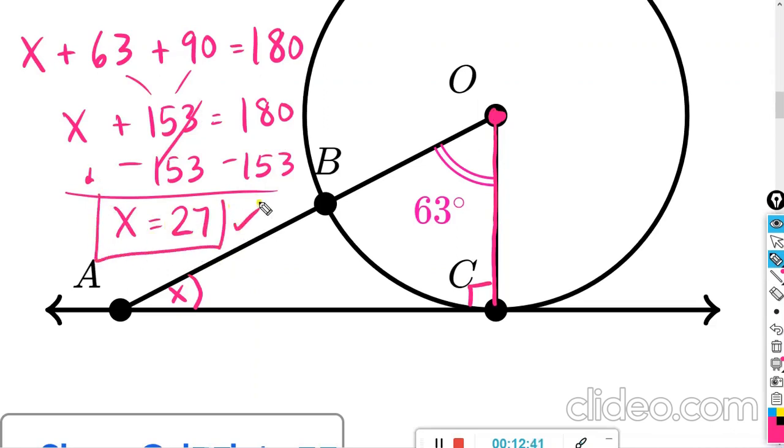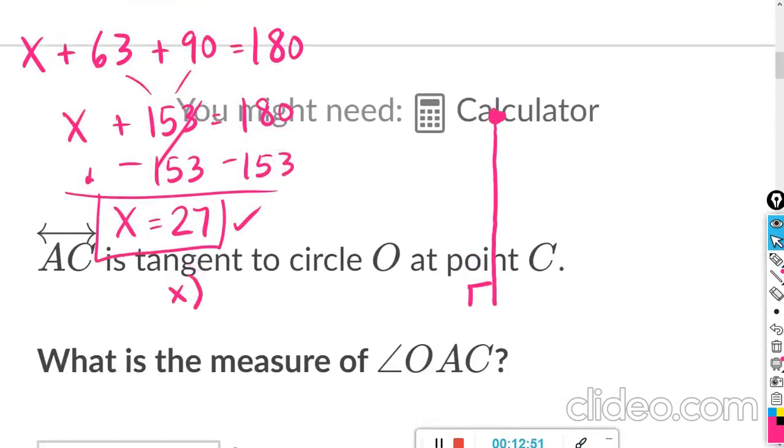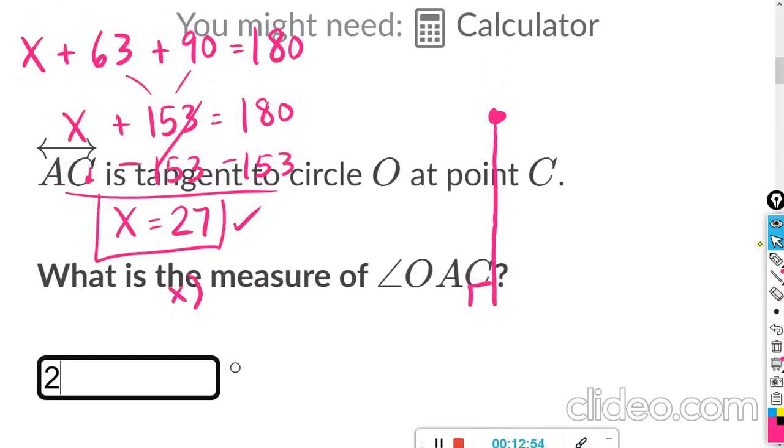Final answer. Okay, and the answer makes sense. This looks like an acute angle that would be about 27. So you just click inside the box and type 27.